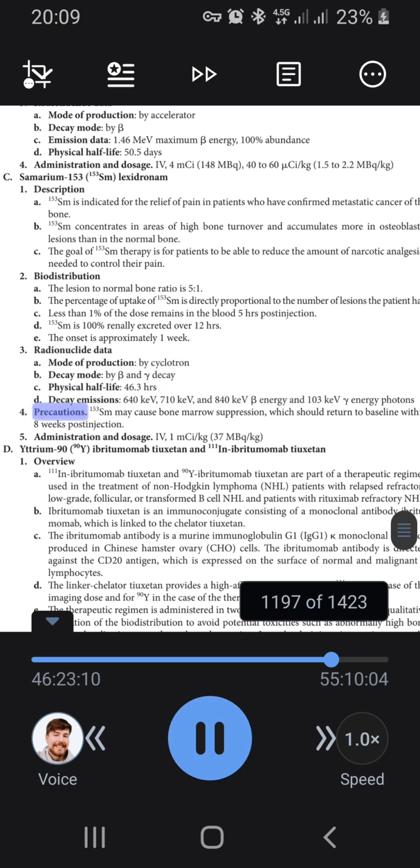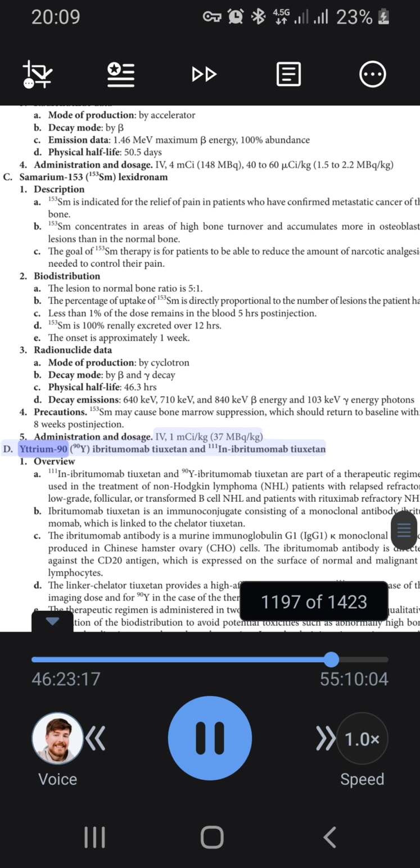4. Precautions. 153Sm may cause bone marrow suppression, which should return to baseline within 8 weeks post-injection. 5. Administration and dosage. IV, 1 mCi/kg, 37 MBq/kg.